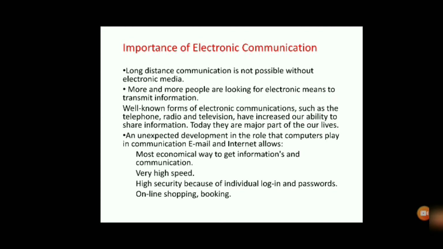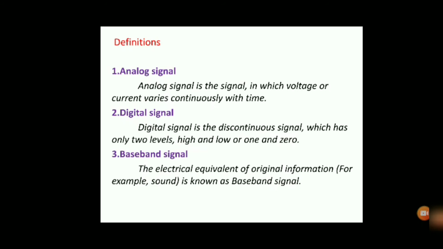So these are the benefits of electronic communication: they are very high speed, they are secure, and we can have the individual login and password for the security. So there are the different ways of communication. Before that, how is this electronic communication possible? For that we need to understand the basics, that is what type of signal is used for the communication. So there are analog signal, digital signal, and baseband signal. So these are the three types of signals.